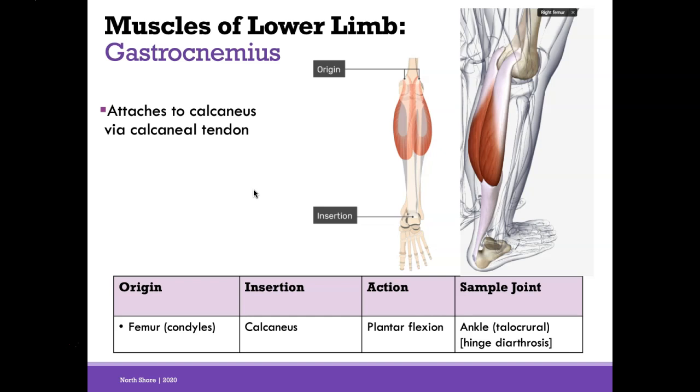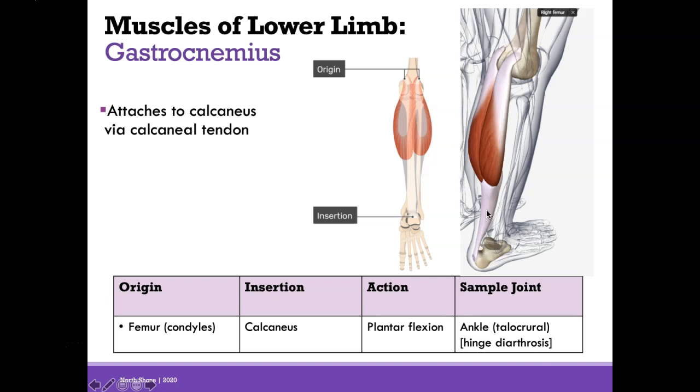So still staying with the lower limb, let's talk about the gastrocnemius. The gastrocnemius helps us with plantar flexion. So when you point your feet, plantar flexion is again done by the gastrocnemius, at the ankle joint. This is another example of a hinge diarthrosis. It's called the talocrural joint.